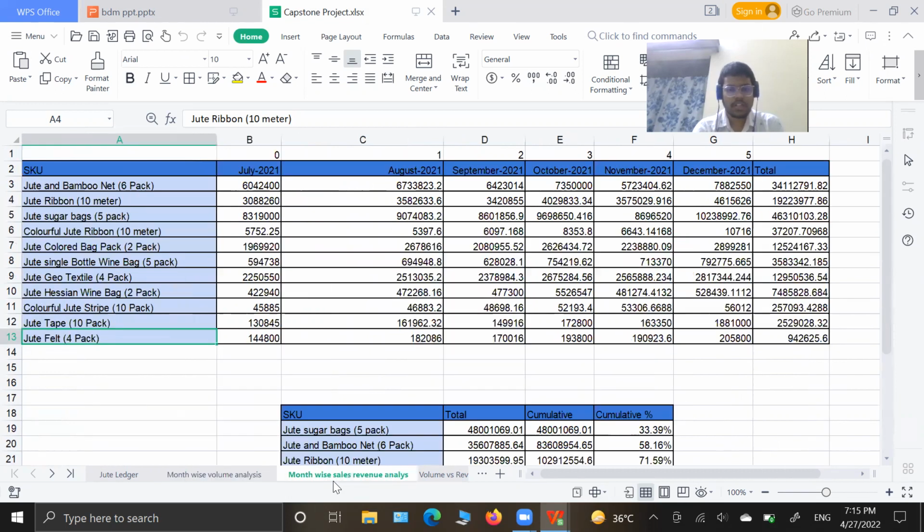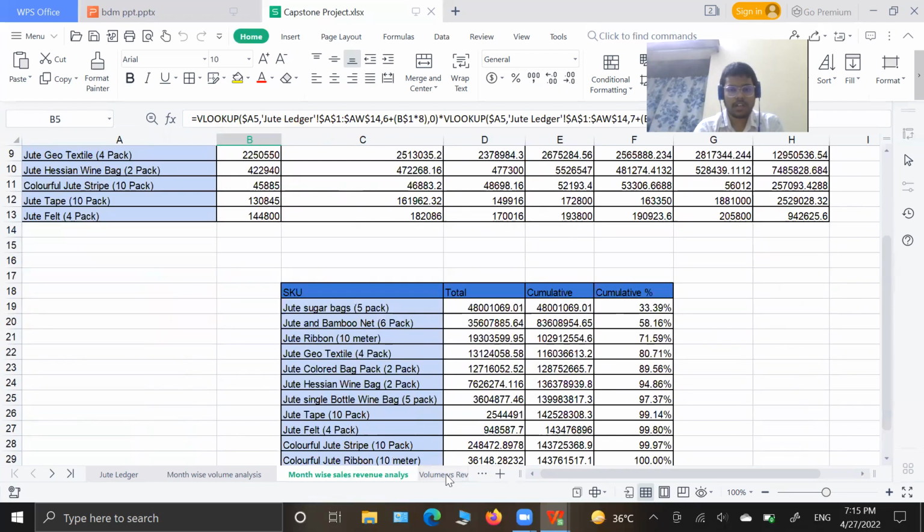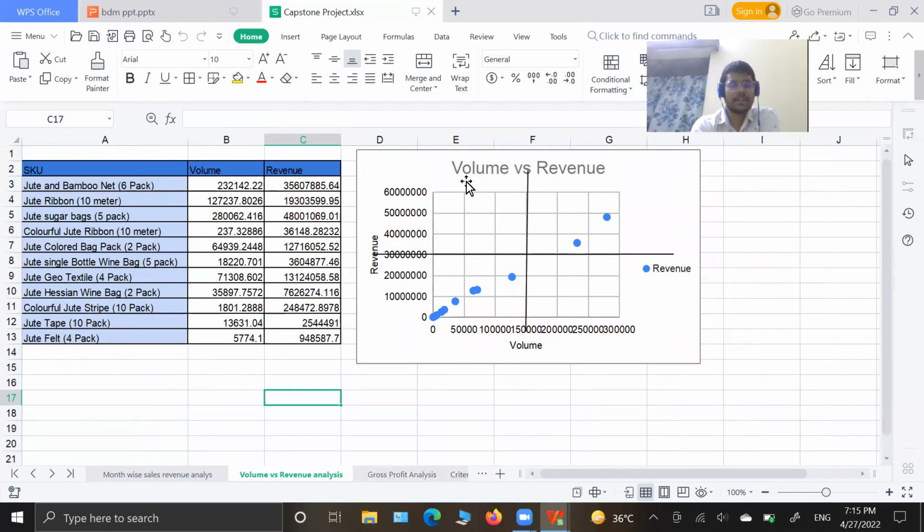The next thing that I did was the month-wise revenue analysis. The total revenue for each month is mentioned here. I used the VLOOKUP command here also. Then after that, I did a volume versus revenue analysis. Here I took a revenue versus volume chart, meaning a scatter plot.